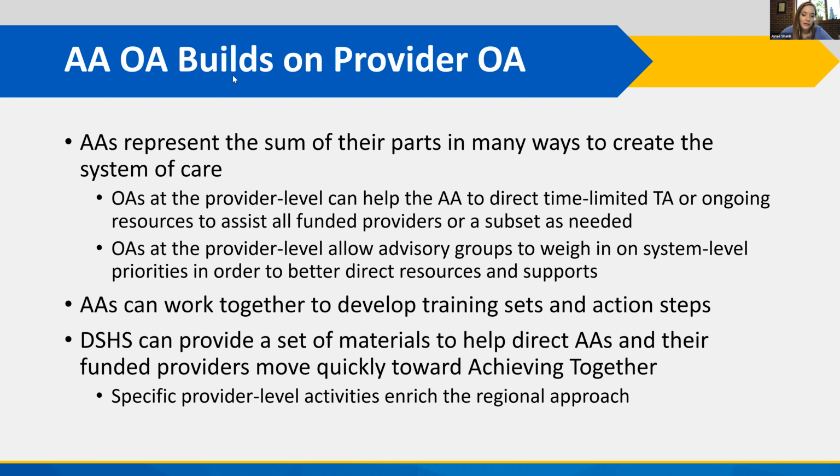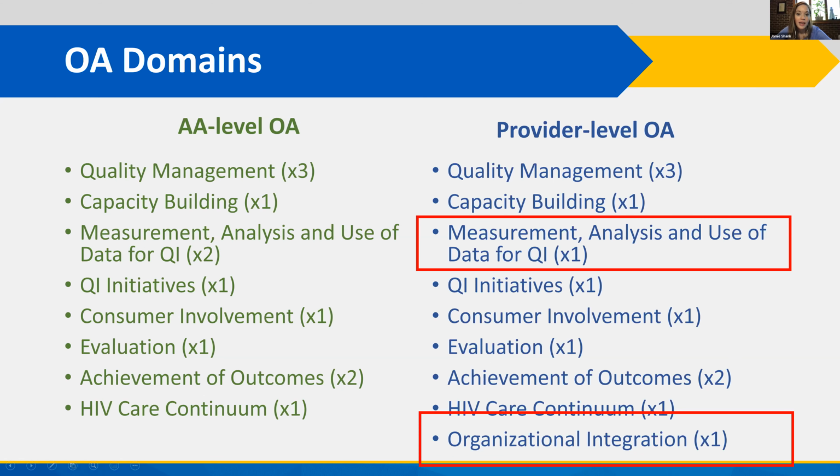We can go to the next slide. So here is a snapshot of what in the world is the difference at a very high level between the AA level organizational assessment versus the provider level. So we tease that out. Right? There's about 7 domains in general at the AA level, but once we get to the provider level, we see that within the measurement, analysis, and use of data, it's a little bit different than what we would see reflected in the OA at the AA level.